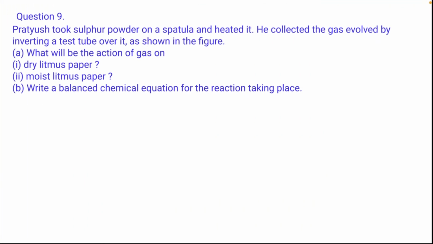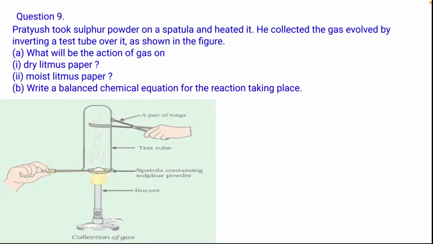Question number 9. Pratyush, a student, took sulfur powder on a spatula and heated it. He collected the gas evolved by inverting a test tube over it, as shown in the figure. What will be the action of the gas on dry litmus paper and moist litmus paper? Write a balanced chemical equation for the reaction that takes place.